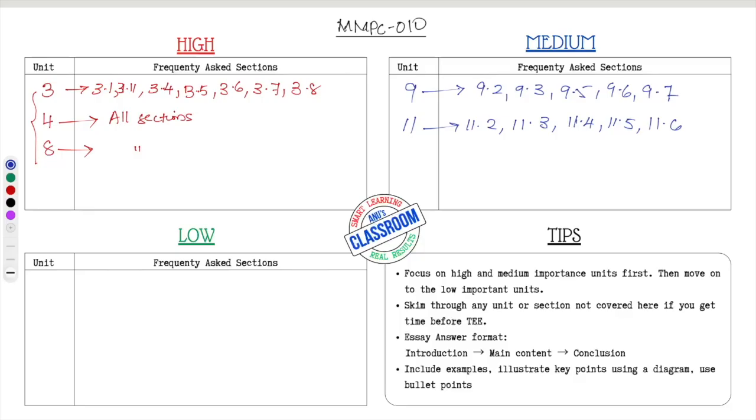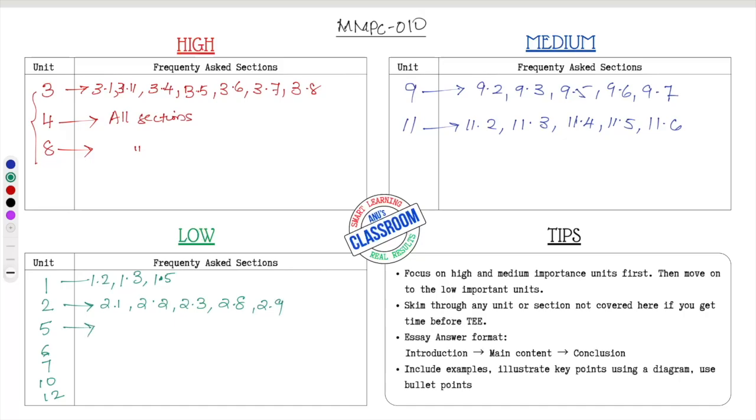Okay. Now, low priority units. For low priority units, I'll say unit 1, unit 2, unit 5, unit 6, 7, unit 10 and unit 12. All these remaining units are low priority units. From this, unit 1, focus at least on 1.2, 1.3, and 1.5. From unit 2, at least focus on 2.1, 2.2, 2.3, 2.8, and 2.9.